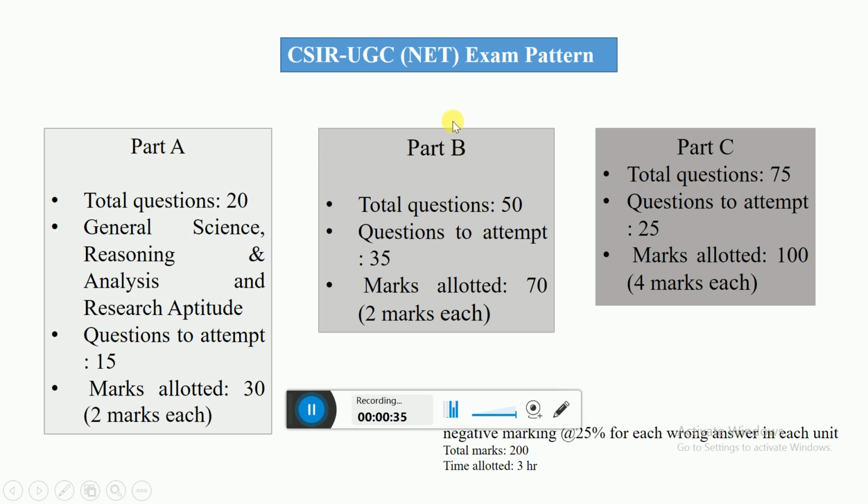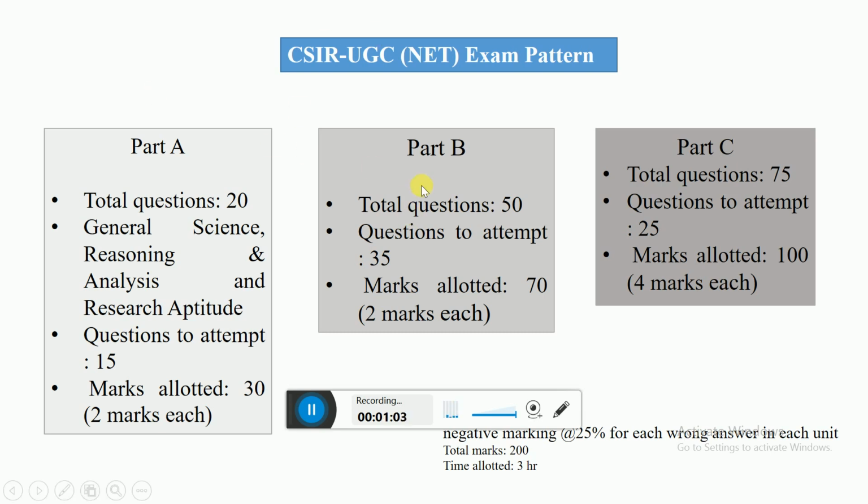The difficulty level of this paper increases from part A to part B, with part C being the most difficult. In part A, there are 20 questions related to general science, reasoning, and aptitude. Out of 20 questions, you have to attempt 15 questions, and each question carries 2 marks. So in total, part A is of 30 marks.